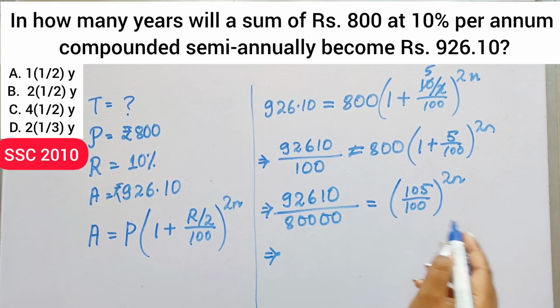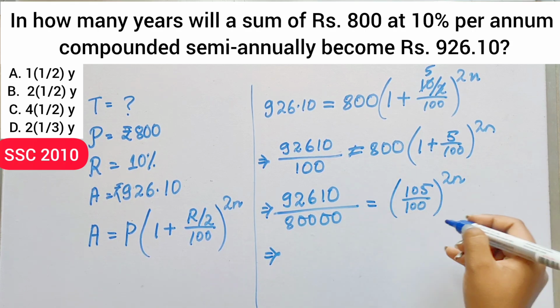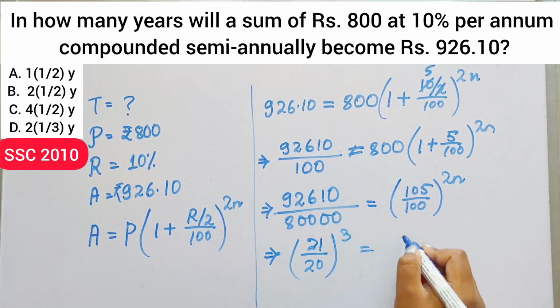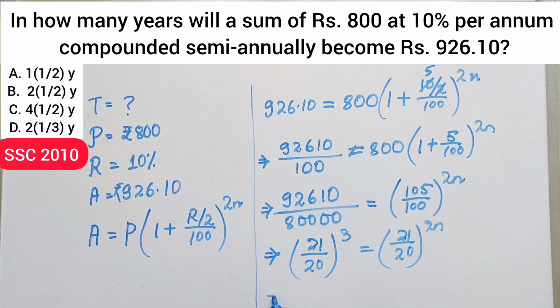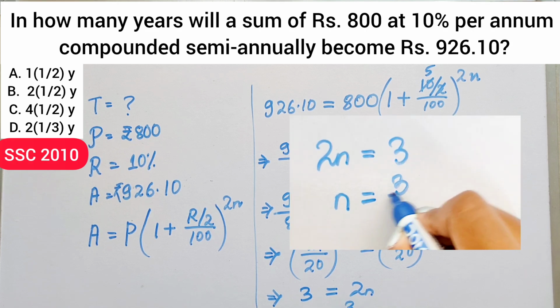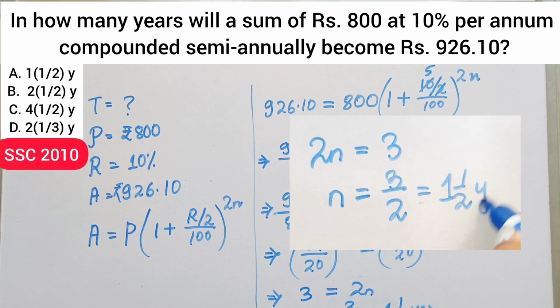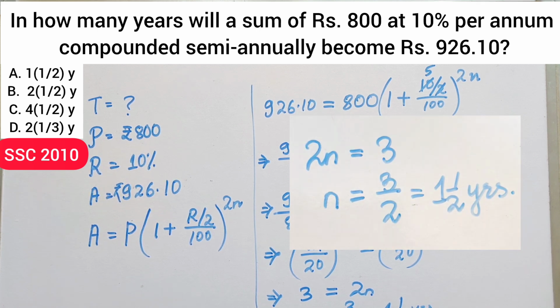Now when we simplify the numerator and denominator on the left hand side and the right hand side, we will get 21 by 20 whole cube equals 21 by 20 to the power 2n. If the powers are same for the same fraction or same integer, then we can equate the power. So 3 equals 2n. From here we can calculate n equals 3 by 2, which is 1.5 years. So option A is the correct answer.